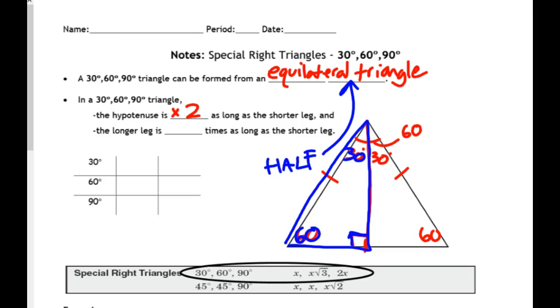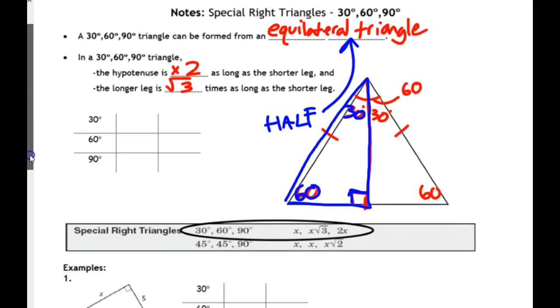And then the longer leg is square root of 3 times as long as the shorter leg. Now, going back in time, we have these rules down here for a special right triangle. For a 30, 60, 90, here are my rules: x, x square root of 3, 2x.